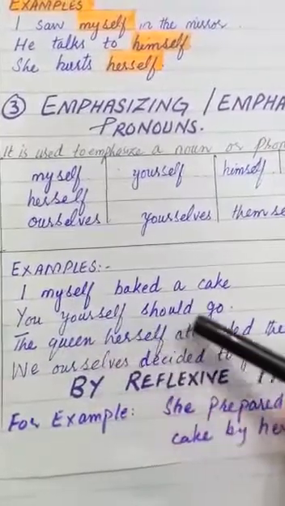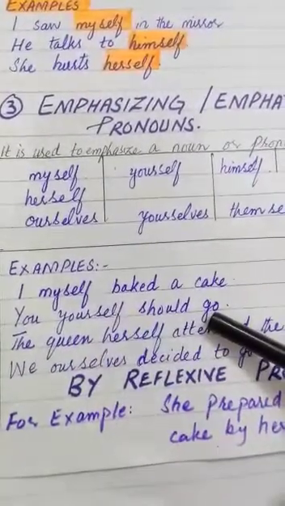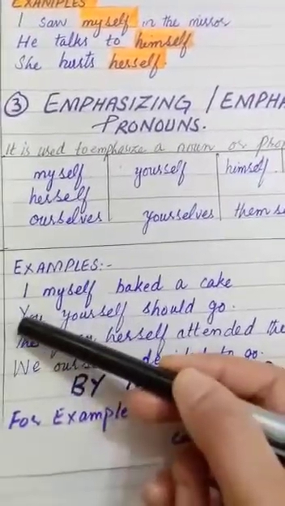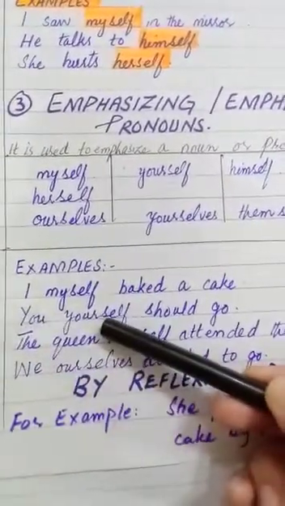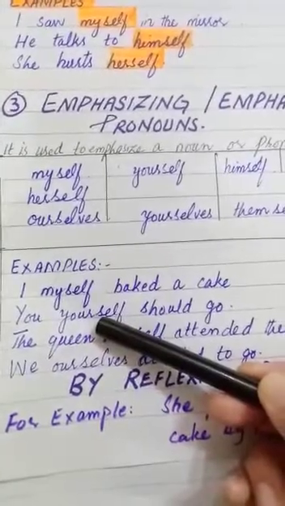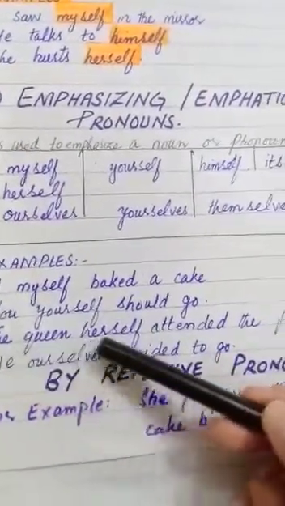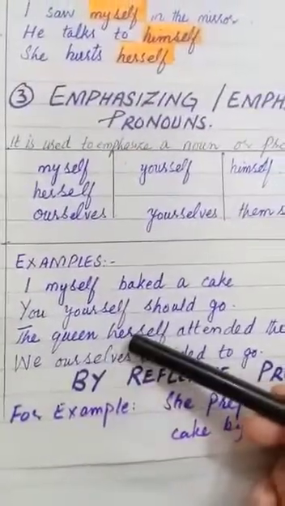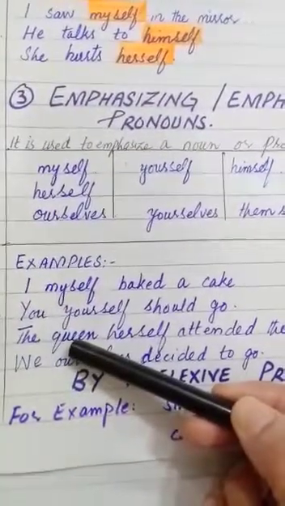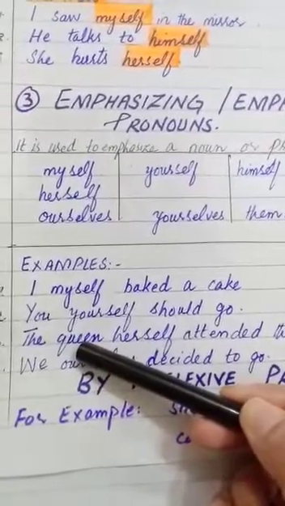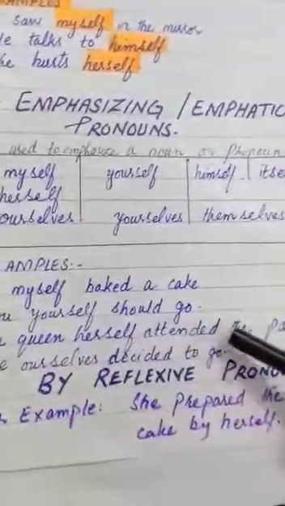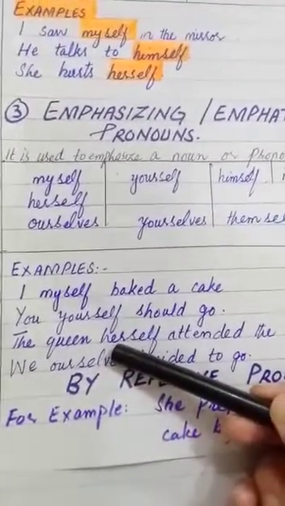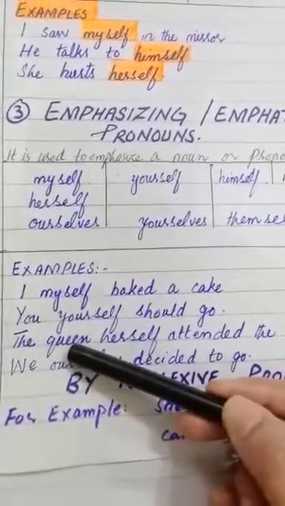You yourself should go. Here you is subjective case and yourself is emphasizing on this subjective case. So this is called emphatic pronoun, emphasizing pronouns. Similarly, the queen herself attended the party. The queen herself. Herself is used for emphasizing the noun, the queen. So the queen herself attended the party. This herself is emphatic pronoun because it is putting emphasis on the word queen.